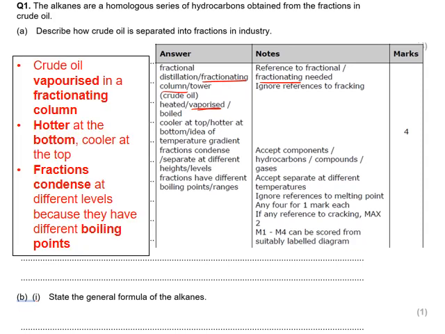Crude oil is vaporized in a fractionating column. It's hot at the top and cool at the bottom. You'll get another mark for this, some idea of there being a temperature gradient. And then your next marks can come from fractions condensed at different levels because they have different boiling points. Now I've put in bold here the key points that you want there for your 4 marks.